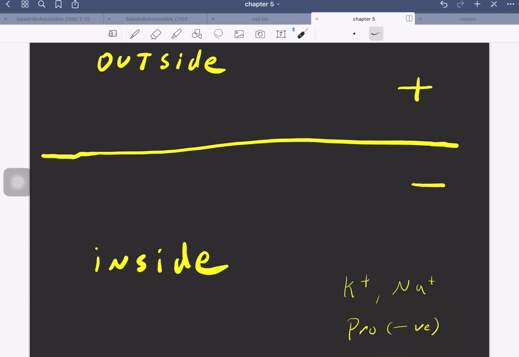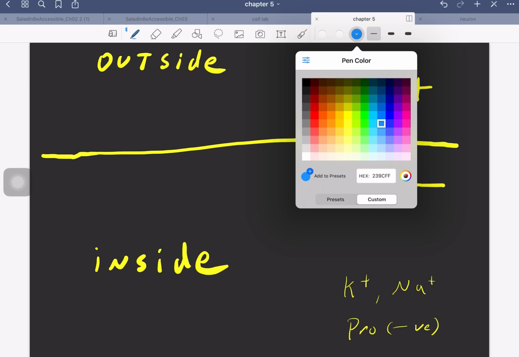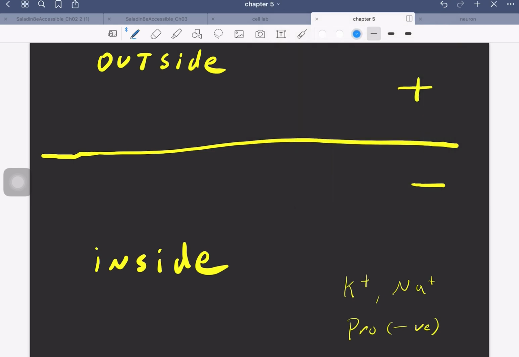So let's start with the organic molecules. I'm going to change the color for them. Let's make them blue. So I'm going to make squiggly lines. Squiggly lines are organic molecules. These are large organic molecules that are inside the neuron. And remember, overall, many of them have a negative charge. I'll just draw a little negative to remind us. And that contributes to some of the negativity inside the cell membrane.